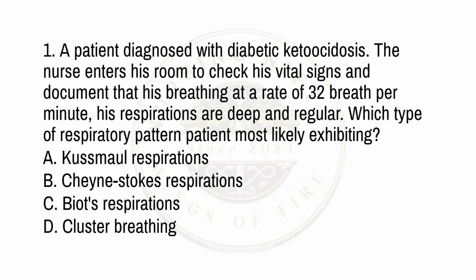So here the right answer is option A, Kussmaul respirations. Kussmaul respirations may be associated with conditions such as metabolic acidosis. This type of breathing is actually a form of hyperventilation, which results from the body trying to blow off the buildup of carbon dioxide. Kussmaul respirations are typically rapid, regular, and deep.